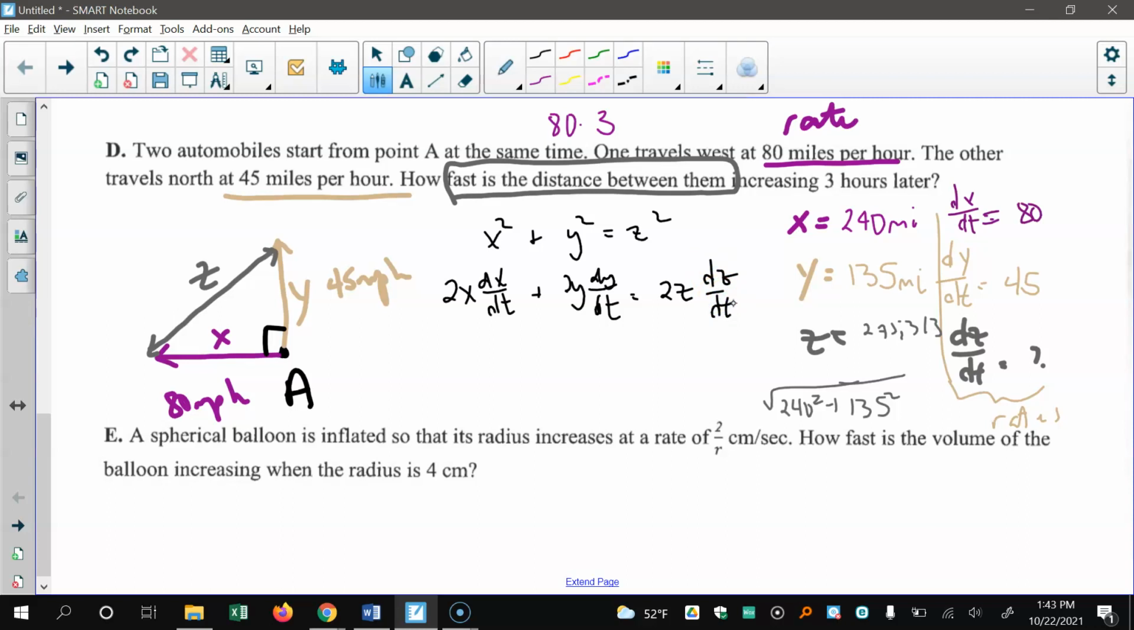And let's go and plug in all our values here. We got 2 times 240, 240 miles were driven, and we got 80 for the dx/dt. Plus, we got 2 times 135 times 45. And then finally, we got 2 times that number times dz/dt. Okay, let's see what happens now.